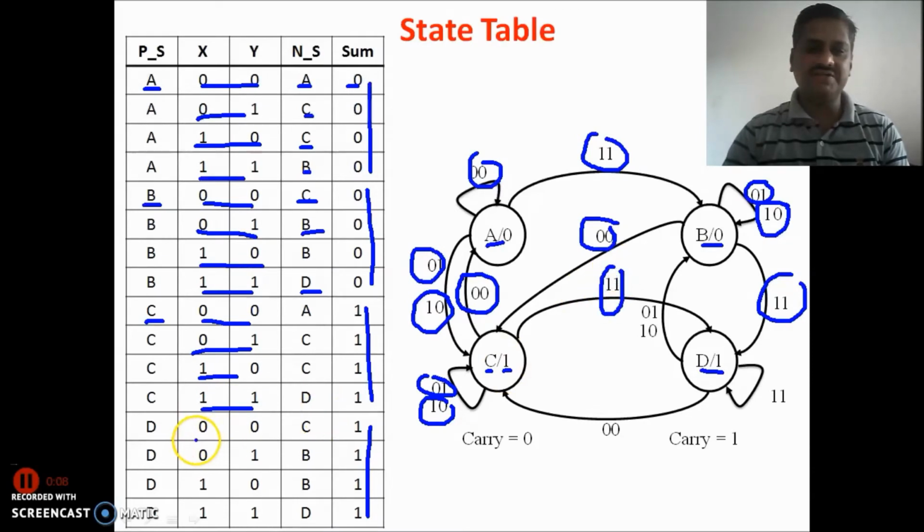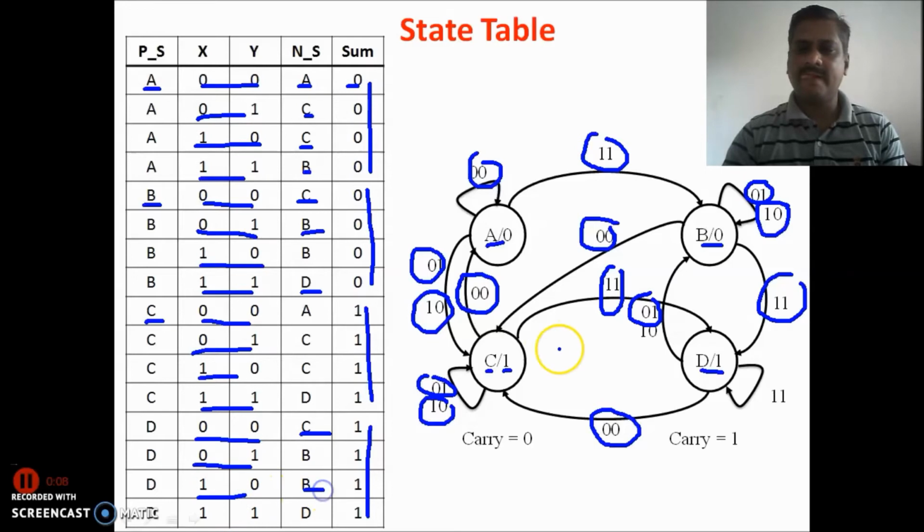And finally, for D state, for 0 0 input, the next state will be C. For 0 1, it will be B. For 1 0 again, it will be B. And finally, for 1 1, it will be in the D state itself.